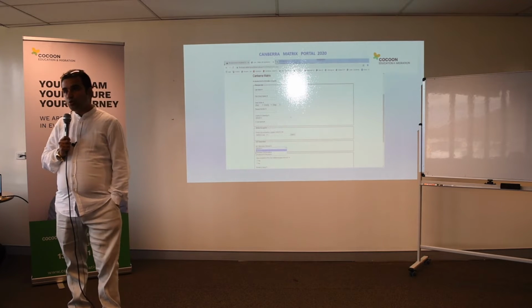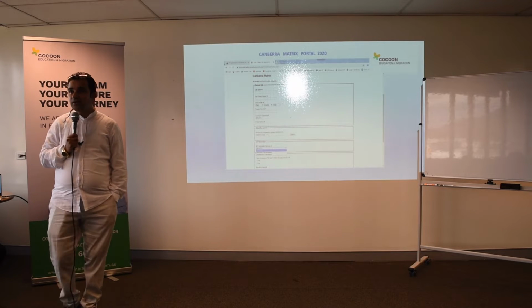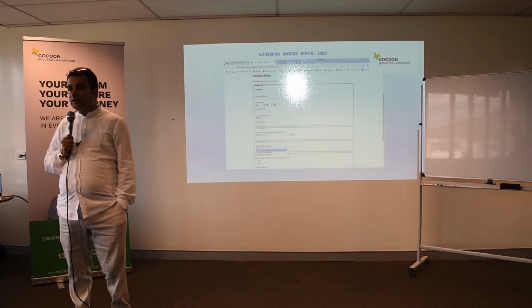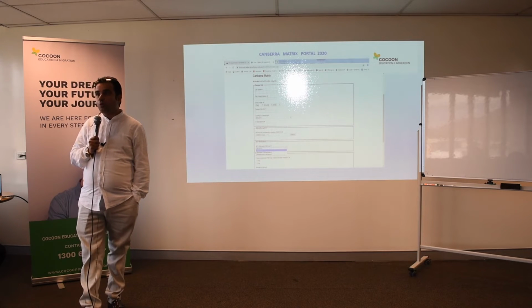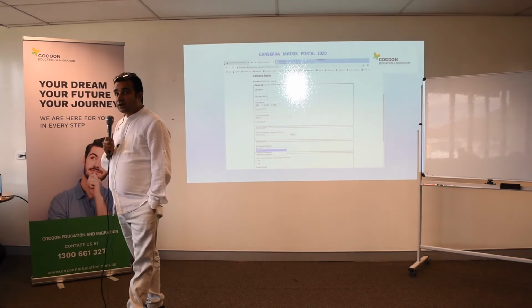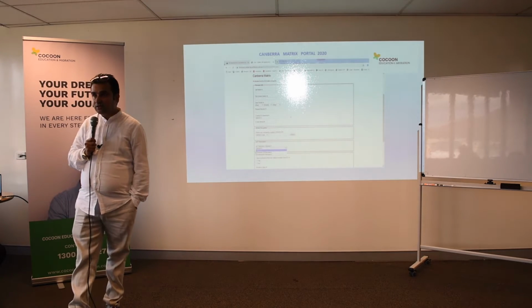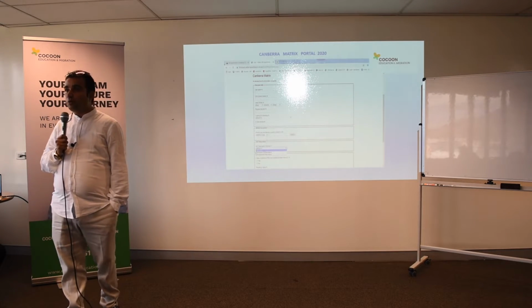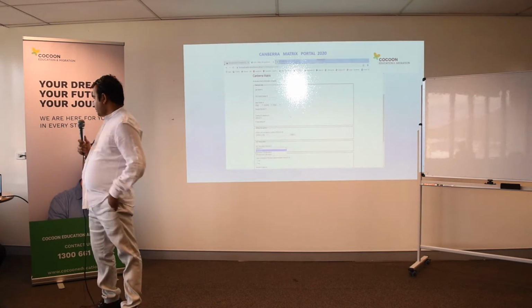This is the matrix form. You need to choose either 491 or 190 while lodging the matrix. You have to be sure about what you are claiming point-wise. If you are not eligible to claim that point, then don't claim it, because you have to provide all the documents for which you have claimed the points.